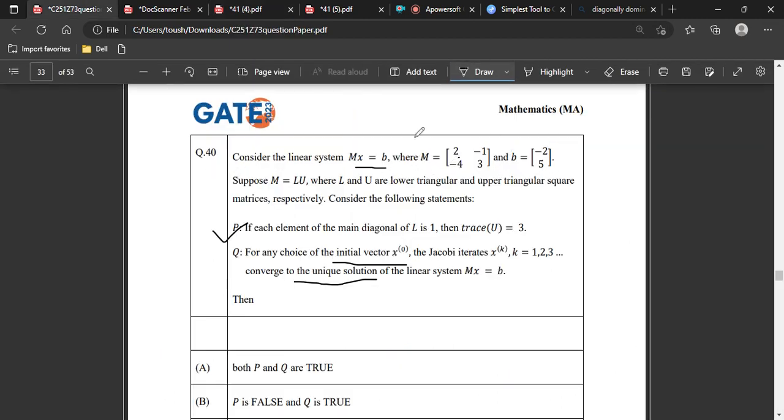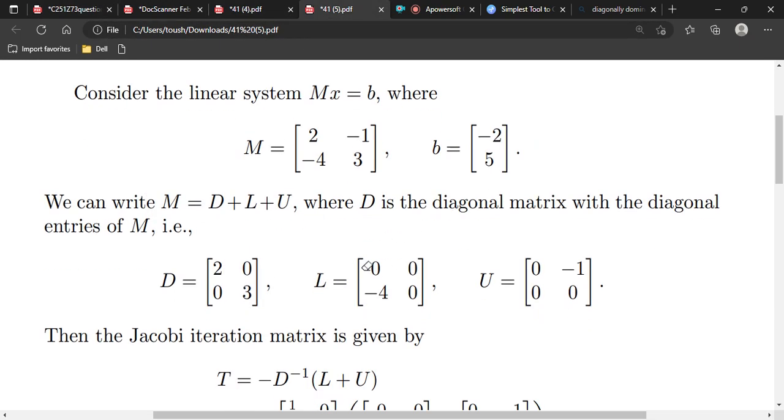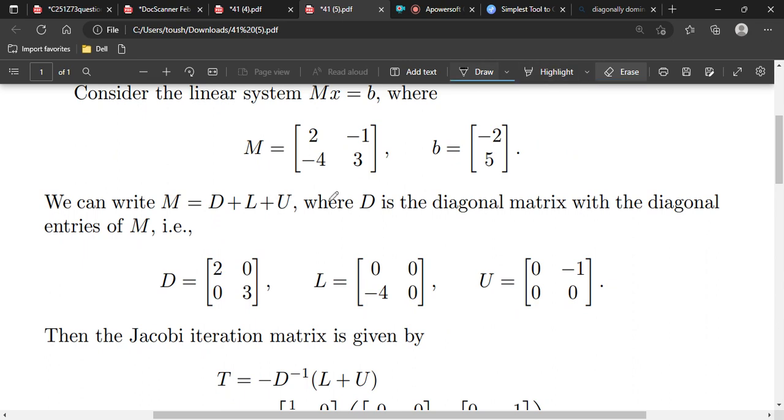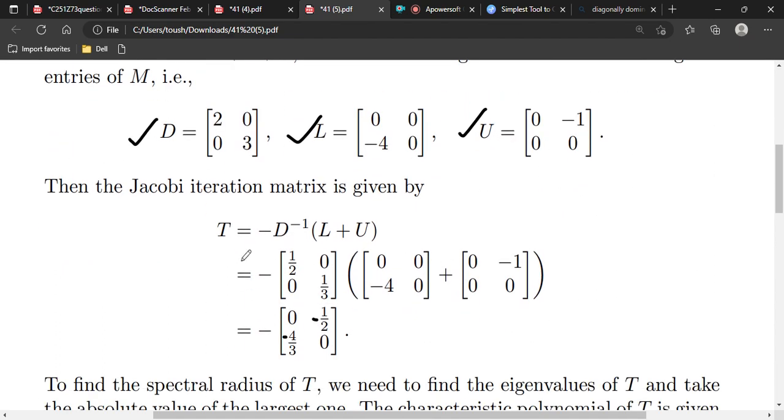So here M is this. For this M, what will our D be? Our D will be this. This will be our L. This will be our U. Now we have to take the matrix T. So what will be the iteration matrix T? T will be minus D inverse (L plus U).